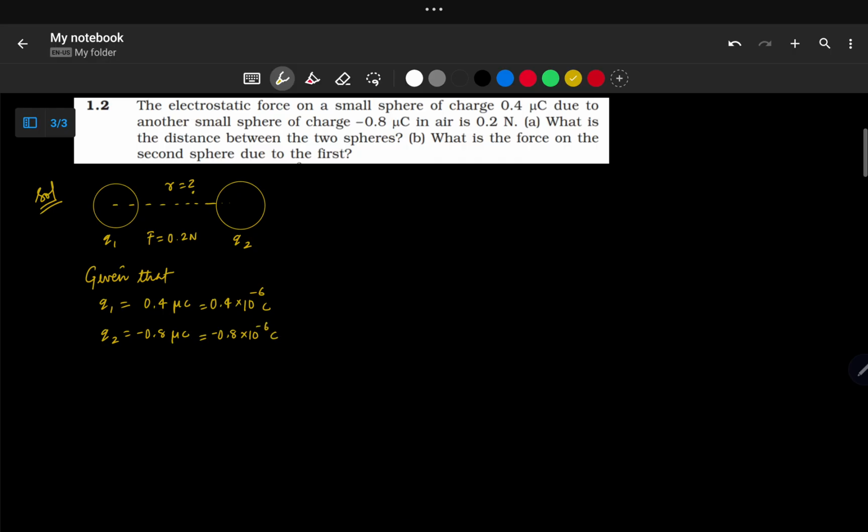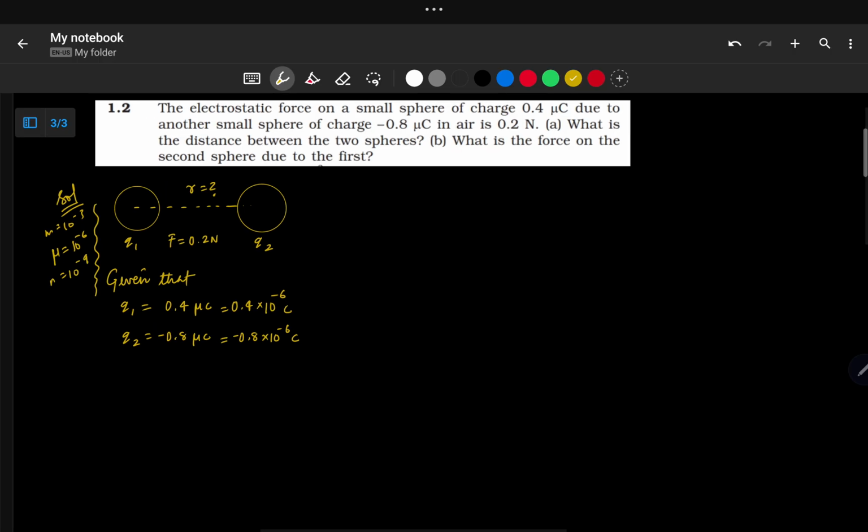One more important piece of knowledge is that micro means 10 to the power minus 6, milli means 10 to the power minus 3, and nano means 10 to the power minus 9. So this is the extra knowledge that you should keep in mind.